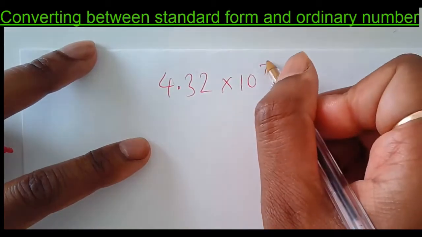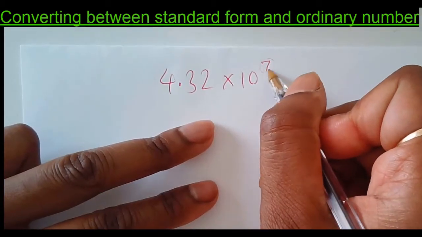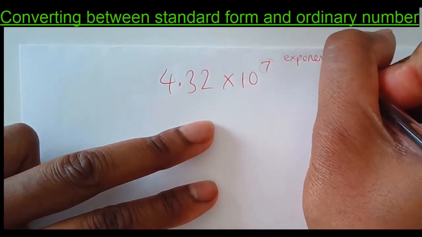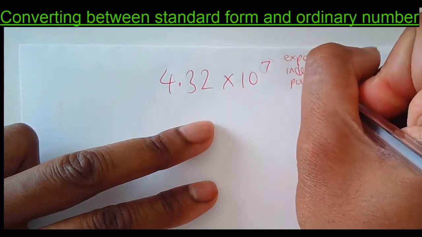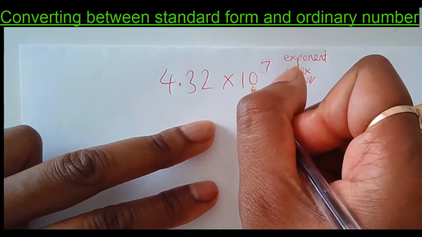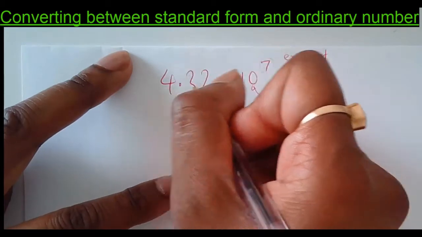Right, this thing here has 3 different names, I'll tell you. This one can be called the exponent, the index, or the power. So there are 3 names for that one. You can use any one of those 3. But that one there is called the base. It needs to have a times symbol, and the first number has to be between 1 and 10.